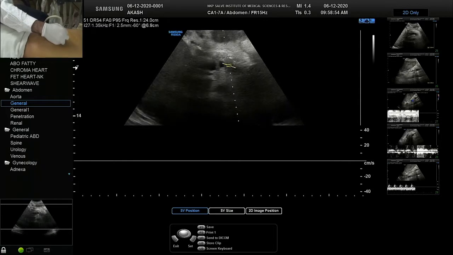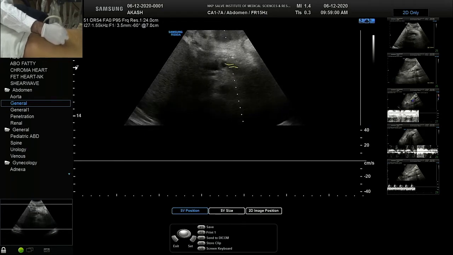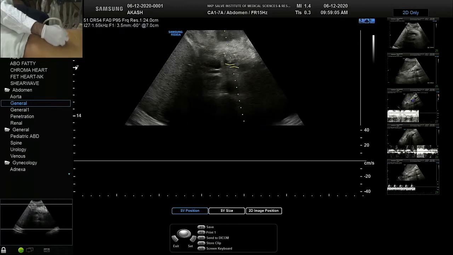Putting all three together reduces frame rate, and sometimes the information is not gathered properly. So we are confident that this is the splenic vein. We will not put color here. That reduces noise in the image also.